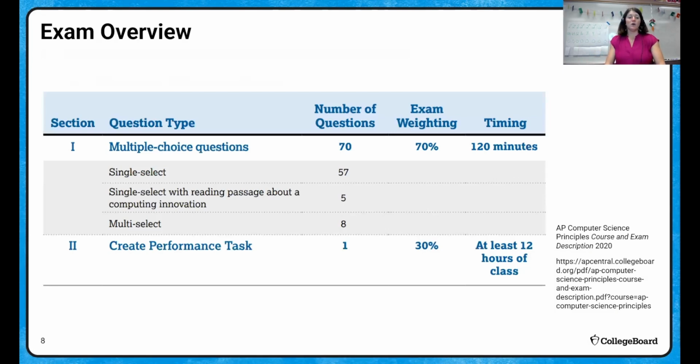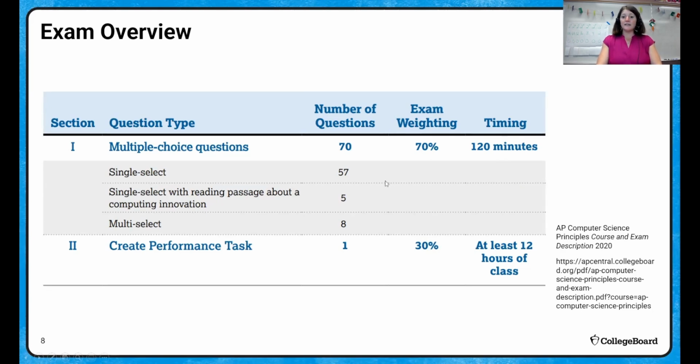So exam overview. First off, you have two sections to the exam, as we just mentioned, the create performance task. So hopefully you've spent your 12 hours on that about now, or you're wrapping that up. And we are really going to focus on the multiple choice. So there are 70 multiple choice questions. You have 120 minutes to do those 70 multiple choice questions.